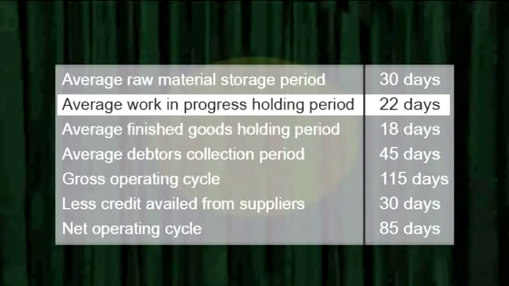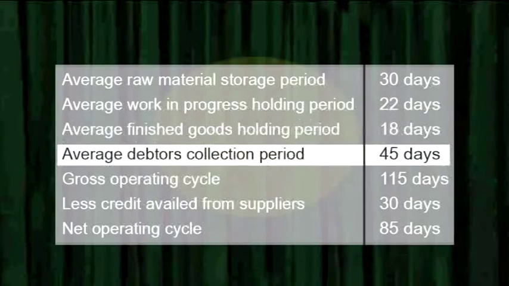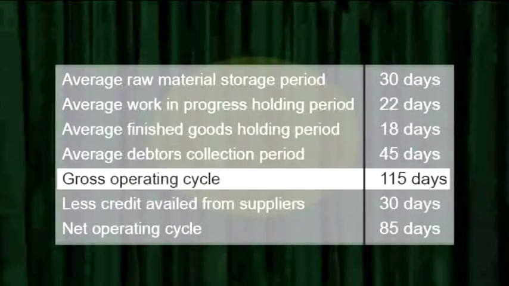So, it is 45 days. Adding 30, 22, 18 and 45, we are getting the entire amount as 115 days. This 115 days is the gross operating cycle period. Now, we know that from gross operating cycle, we have to subtract C. C means the credit period which is given by the suppliers to us, and we know that this period is 30 days. So, 115 minus 30 days will give us the net operating cycle period as 85.